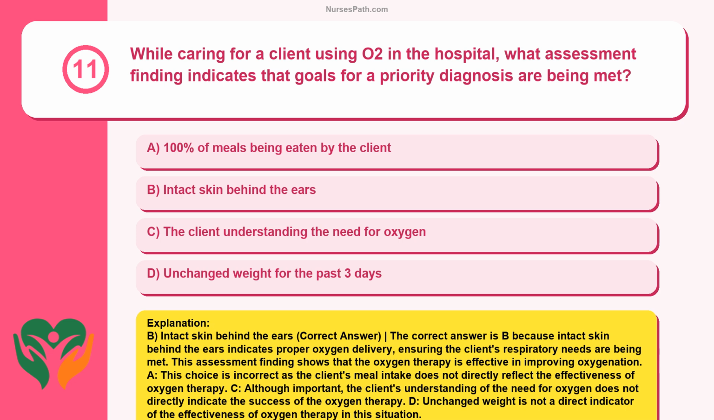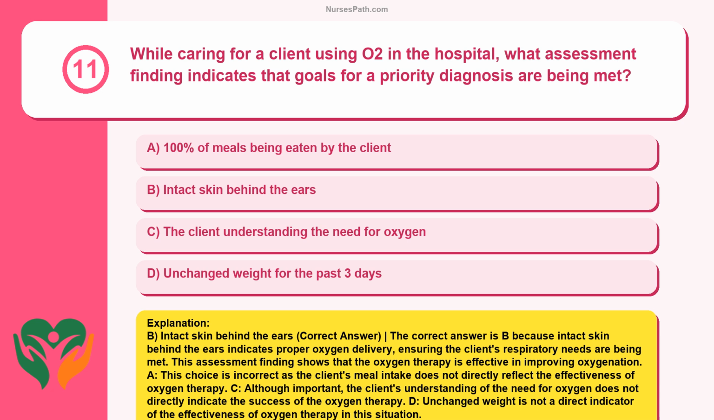B. Intact skin behind the ears. Correct answer. The correct answer is B because intact skin behind the ears indicates proper oxygen delivery, ensuring the client's respiratory needs are being met. This assessment finding shows that the oxygen therapy is effective in improving oxygenation.